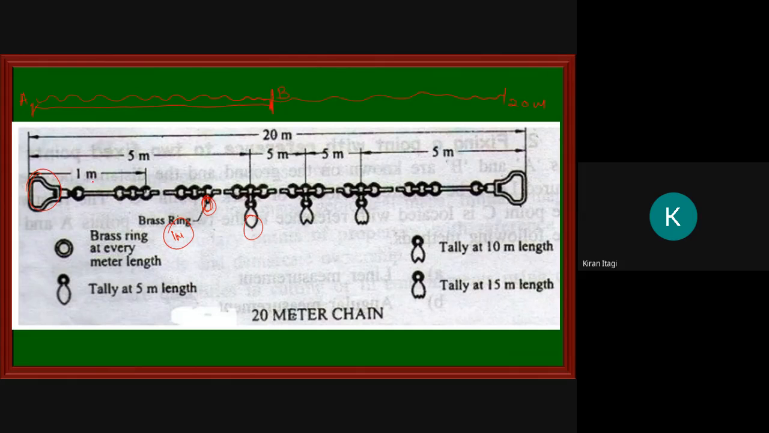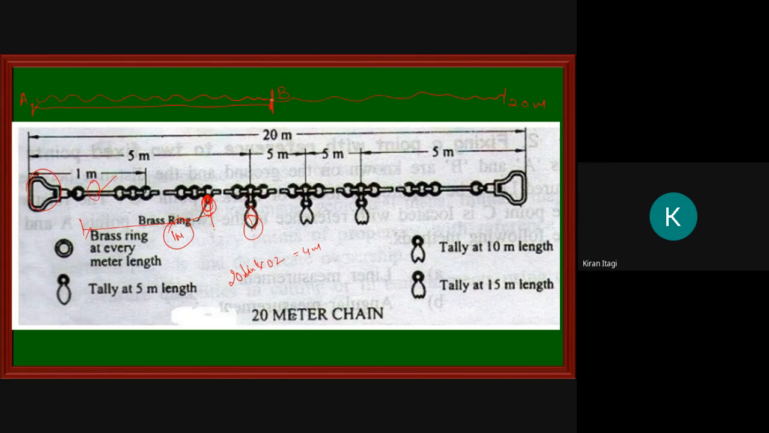One thing is that you can count the links, correct? How many links are there? Say there are 20 links and you are using the 20 meter chain. What you can do is multiply it by 0.2. 20 links multiplied by 0.2, so we'll get 4 meters. So you can count by the number of links. Otherwise, you can count the brass rings, which will be present at every 1 meter. Otherwise, we can take it from the tallies.